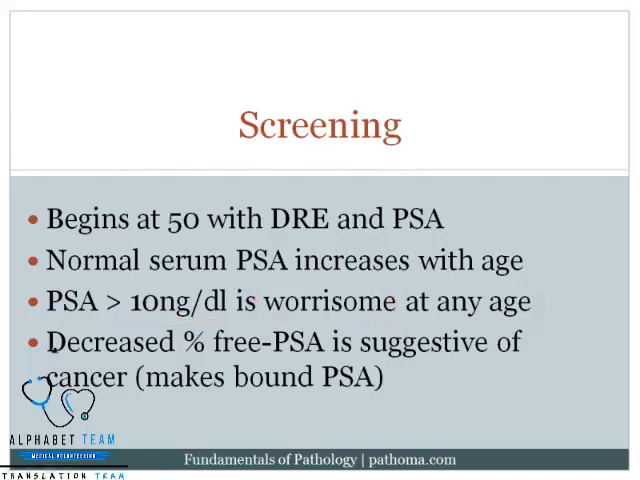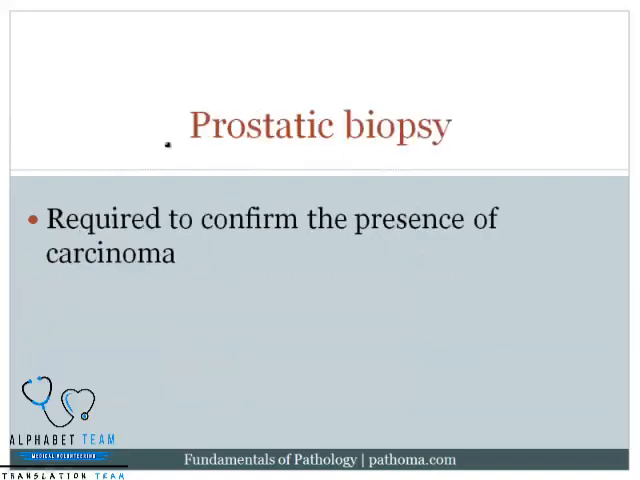Another way by which we can screen is to look at the free PSA in the serum. Now generally speaking, cancer makes bound PSA, so that a decrease in the percentage of free PSA would be suggestive of cancer. Now when the clinical suspicion is sufficient, then a prostatic biopsy will be performed. And it's important to note that in order to make a diagnosis of cancer, this is required. You cannot assume that the patient has cancer based on a high PSA or an abnormal digital rectal exam. So a prostatic biopsy must be performed before the prostate would ever be removed.